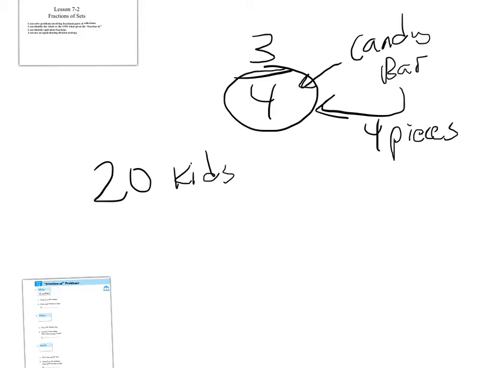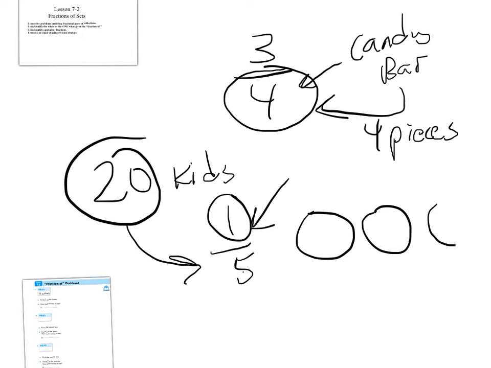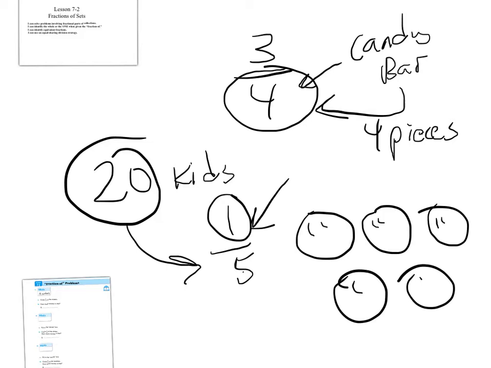And I said 1/5 of the class. You would take the 20 kids and break them into 5 equal groups. Then one of those groups would equal the amount of 1/5. So for example, if you broke 20 kids into 5 equal groups, I'm going to break the 20 kids into 1, 2, 3, 4, 5, and so on up to 20.